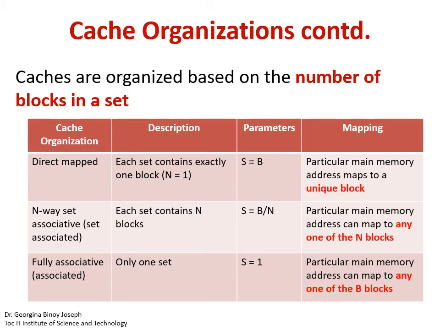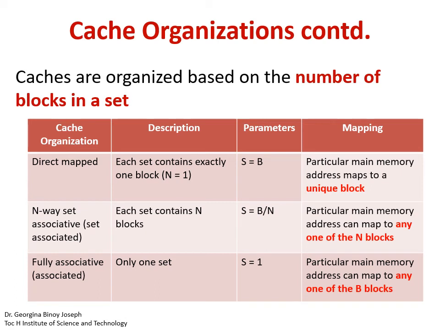Now coming to the next one, n-way set associative, also called set associative. Here each set contains n blocks where n is not equal to 1. Each set contains n blocks, n is greater than 1. Now the number of sets is equal to B, the total number of blocks in the cache, divided by n, because there are n blocks in each set. So the total number of blocks in the cache divided by the number of blocks in each set will give me the number of sets.